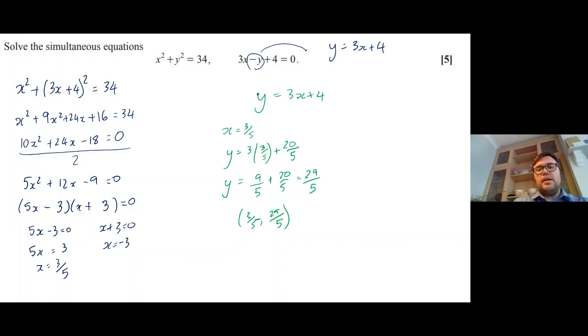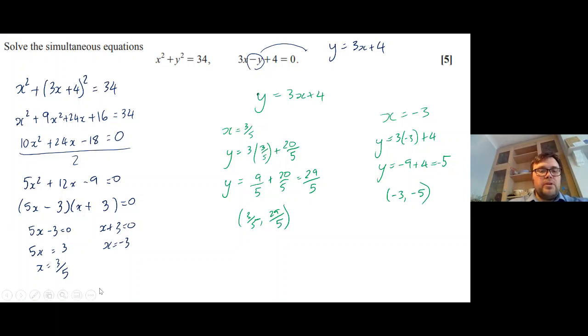For the other side, it's a whole number, so it's a lot easier in terms of writing it. So x is equal to minus 3. y equals 3 times minus 3 plus 4. y equals minus 9 plus 4, which is minus 5. So then you have minus 3, minus 5 as the other coordinate, and you're sort of done.